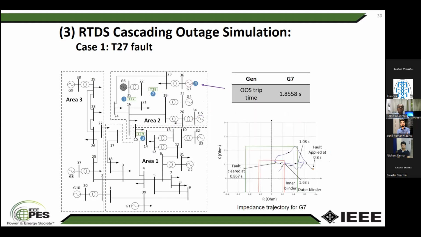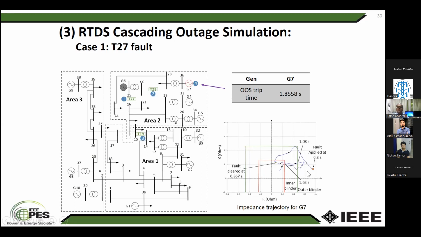Okay. So followed by this, we had the generator out of step functionality for all the generators. What happened is G7's out of step relay, because it started slipping poles, tripped at 1.8558 seconds. So you can see the cascading, one event after the other, right? The power equipment is tripping. Okay. So this was for G7, right?